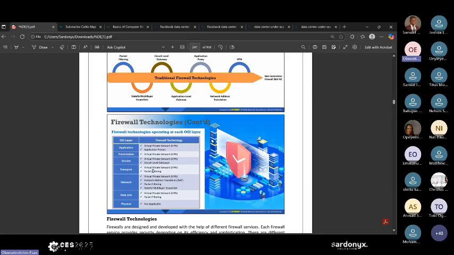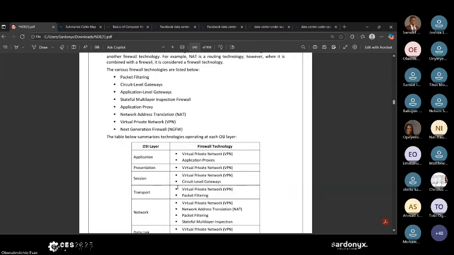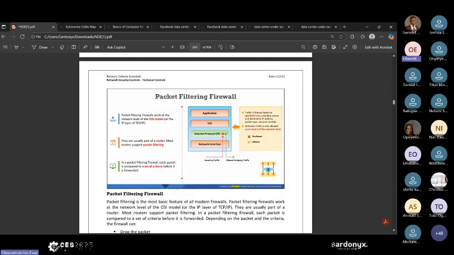And this is one of the best actually, stateful, because it goes from the network layer up to the application layer. You can see this is stateful multi-layer inspection. Let me talk about it one by one. So I won't just summarize them for you.